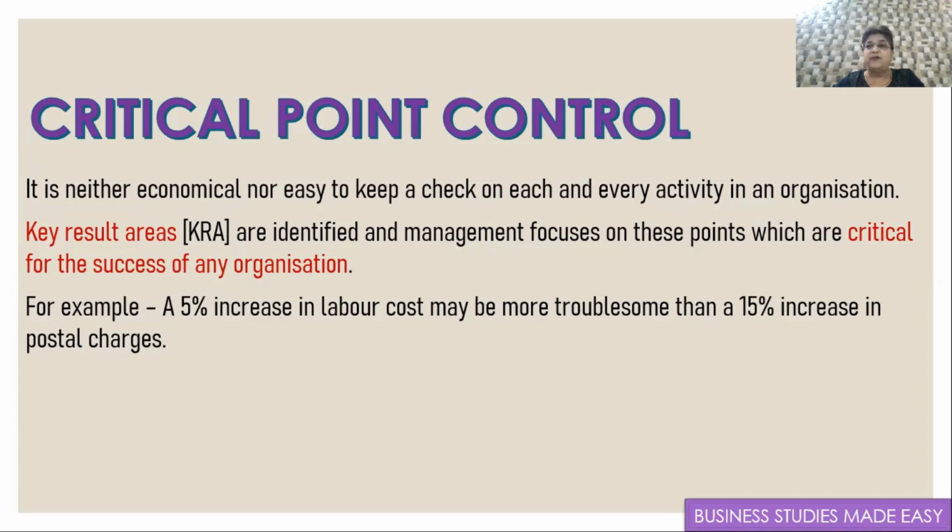So for example, a 5% increase in labor cost is really very important. But a 15% increase in postal charges is not very important. Suppose your postal charges are rupees 400. And even if it increases by 15%, it's not a big amount. But your labor charges are running into lakhs of rupees. So a little bit of increase, that 5% increase, will really be a cause of concern because your cost will go up. So the manager should identify the critical points or the main points.